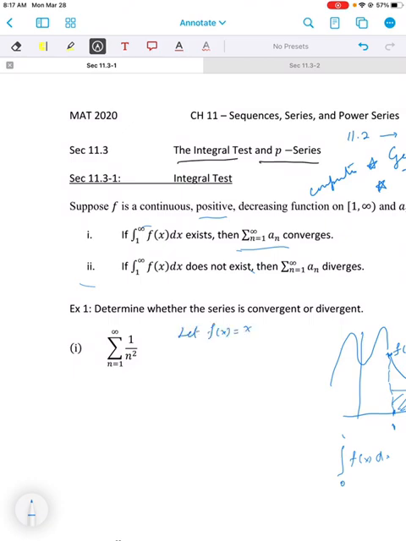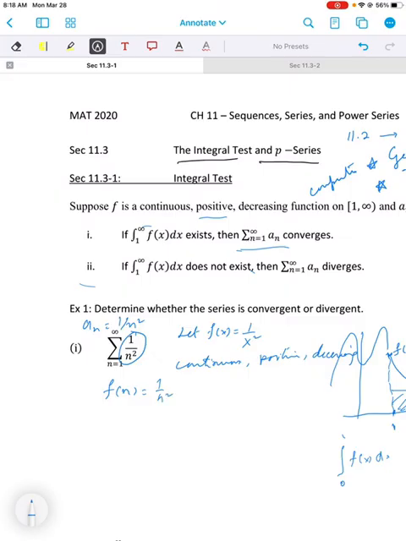we say let f of x equal 1 over x squared, the same thing as the term over here. So our a_n, you can notice, is 1 over n squared. So our f of x will be 1 over x squared. And notice here, this is continuous. It's positive, and it's decreasing. So it satisfies all the conditions. And also, f of n is 1 over n squared.